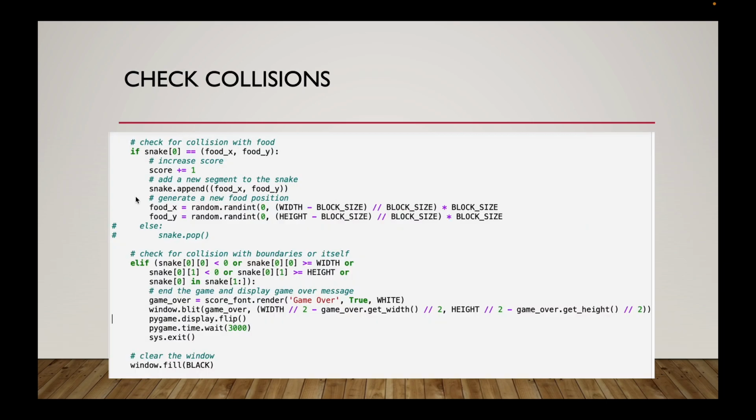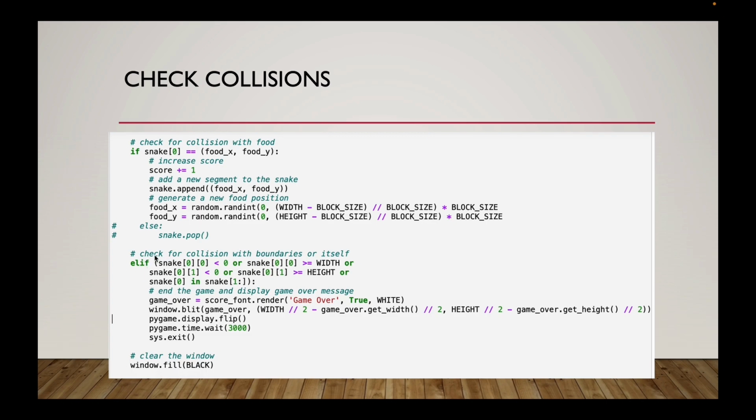Now here we are going to check collision. So check the collision with food. It means when the snake touches the food, we will increment our score by 1 and we will append this new coordinate, this food coordinate, to the snake. Then again we will generate new food using the random library. Here we will generate food x, food y.